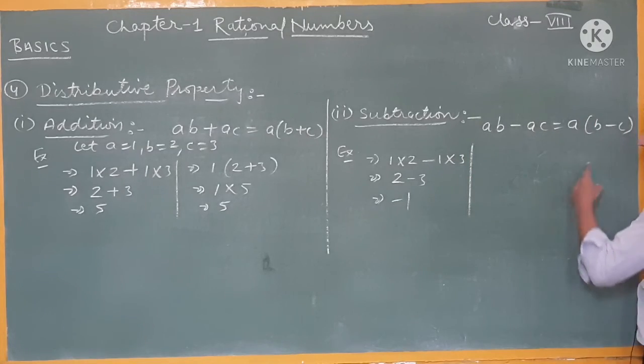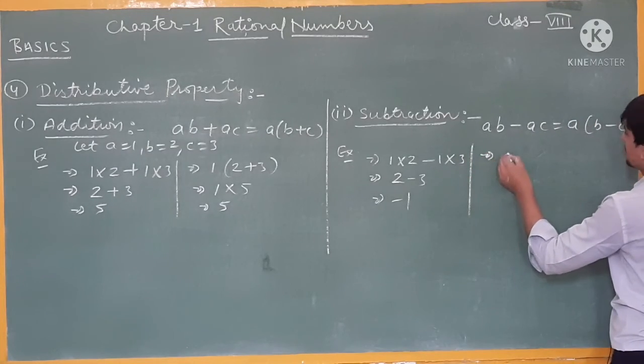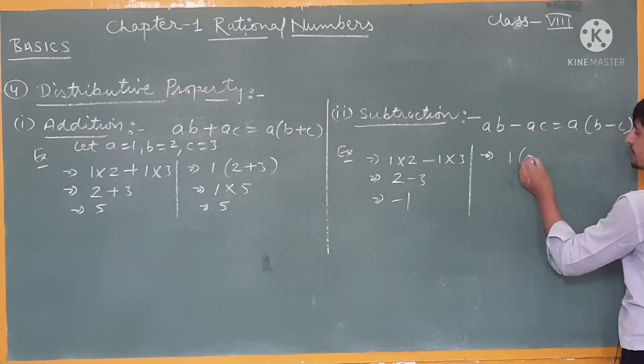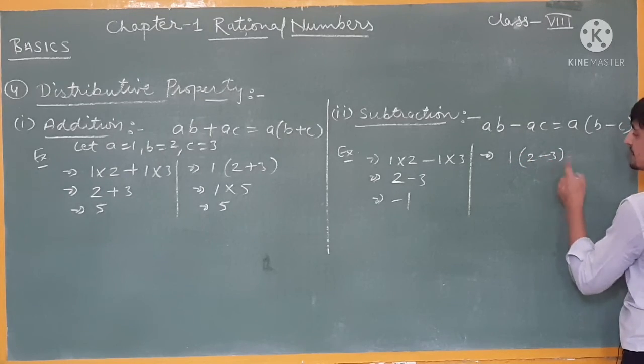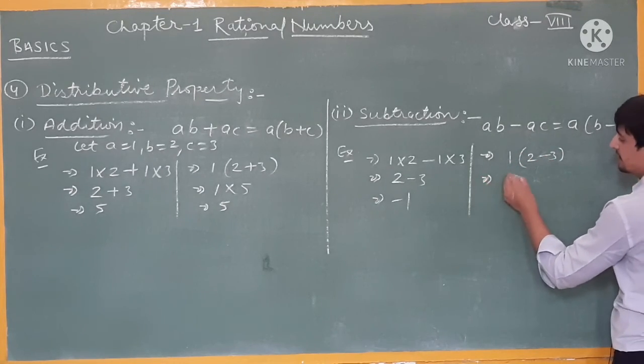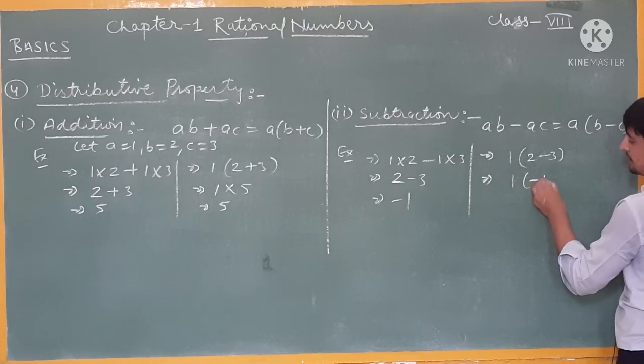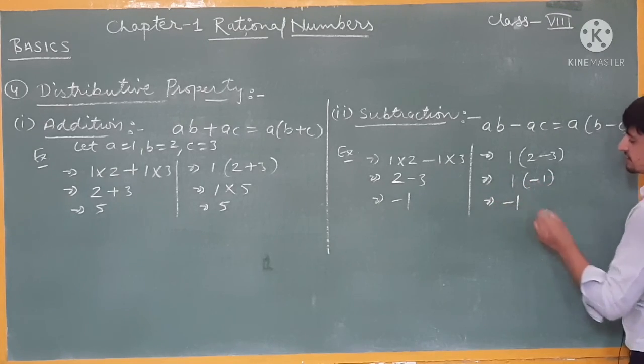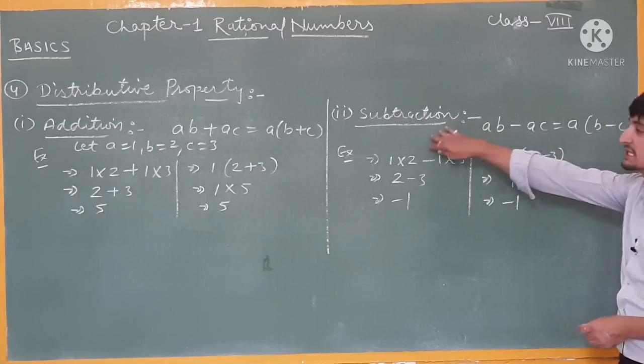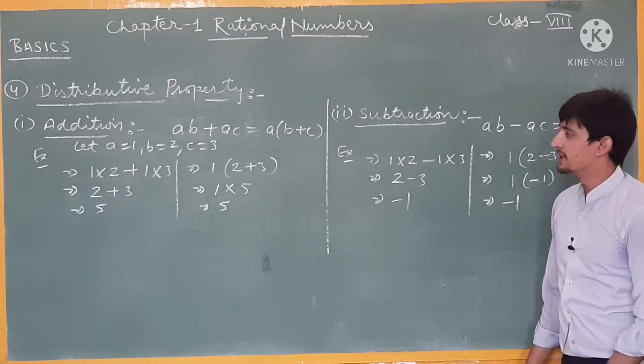Now putting the values in the RHS, we get 1 into (2 minus 3). I get 1 into minus 1, which is minus 1. So it can be easily understood that subtraction will also be satisfied in the distributive property.